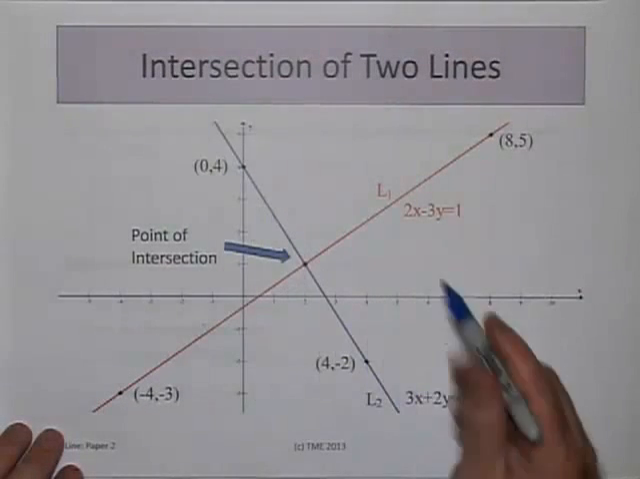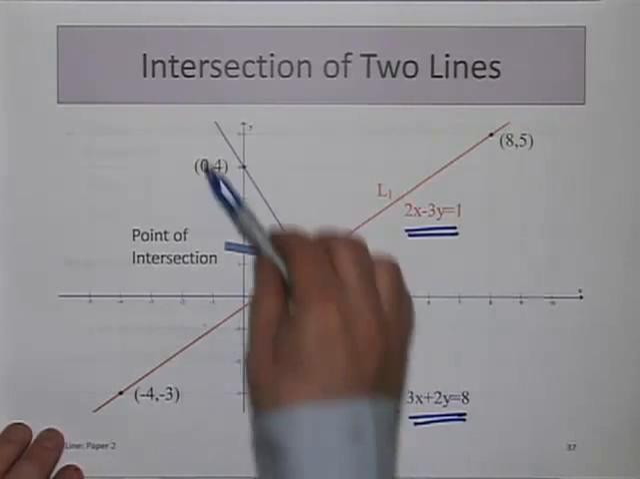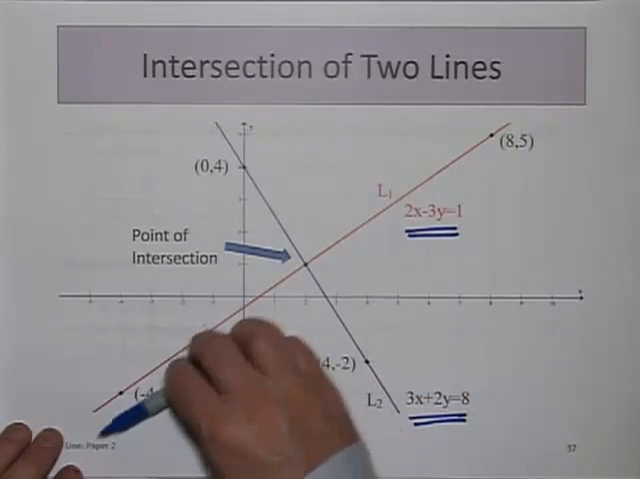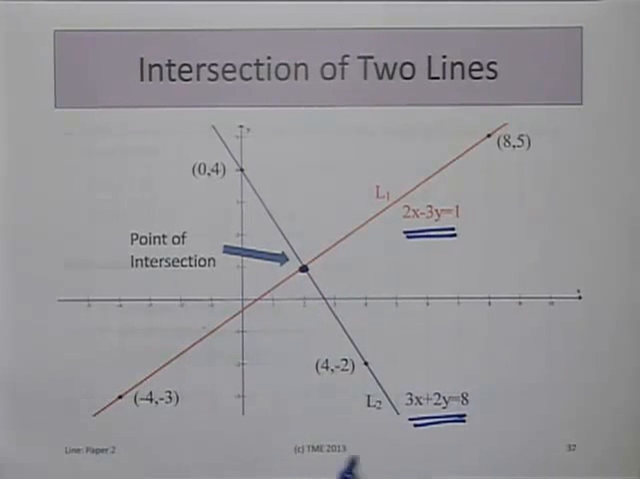Intersection of 2 lines. Here we have drawn 2 lines: 2x minus 3y is 1, and 3x plus 2y is 8. We've got this line with a negative slope and a line with a positive slope. And they conveniently cross over at some point.